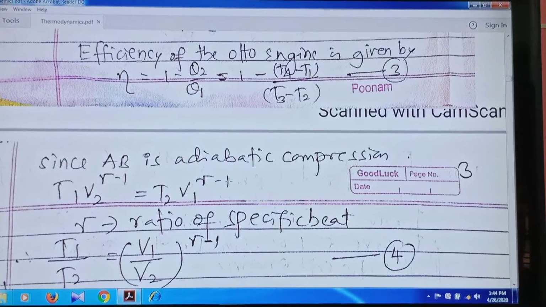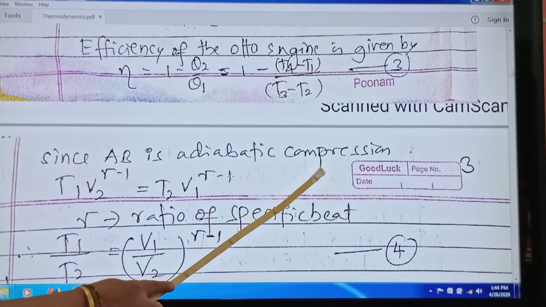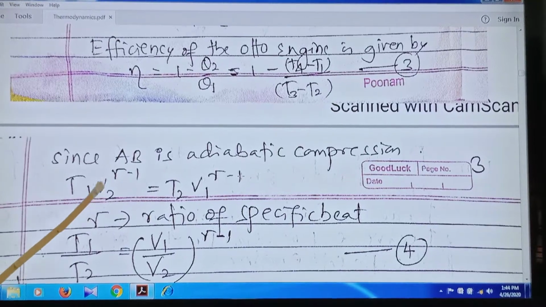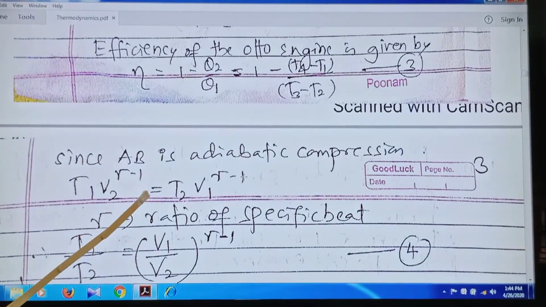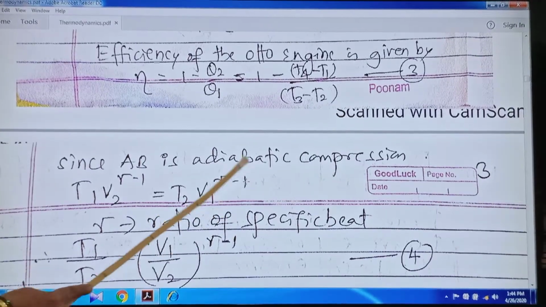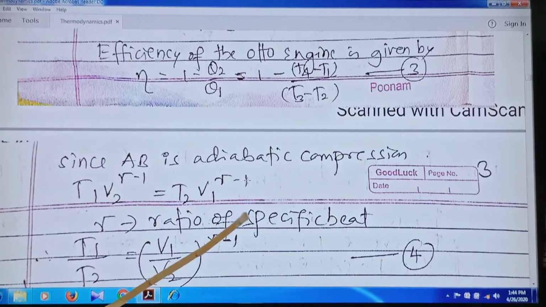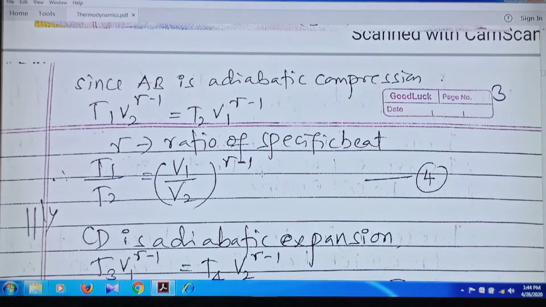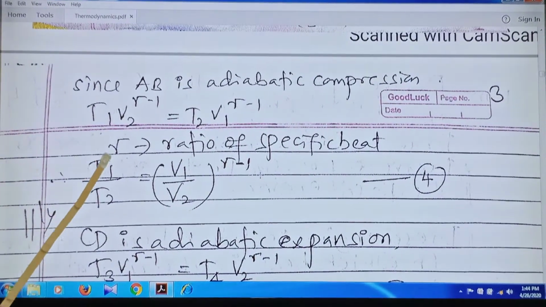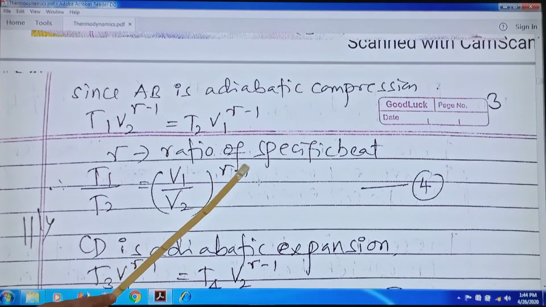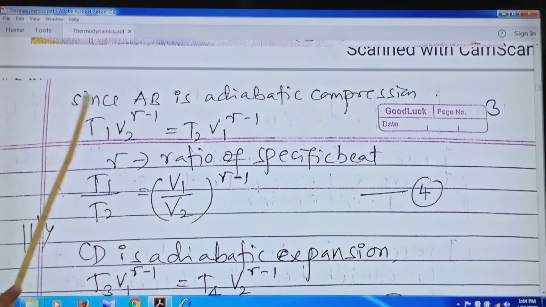And AB is adiabatic compression. For the adiabatic compression process, T1 V2 raised to gamma minus 1 is equal to T2 V1 raised to gamma minus 1, where gamma is called the ratio of specific heats of the substance. Therefore T1 by T2 is equal to (V1 by V2) whole raised to gamma minus 1.